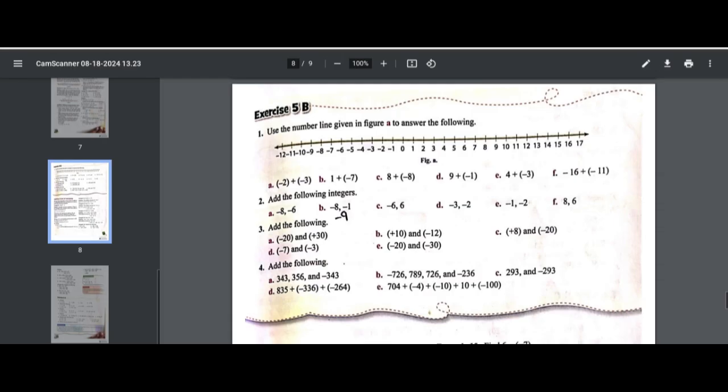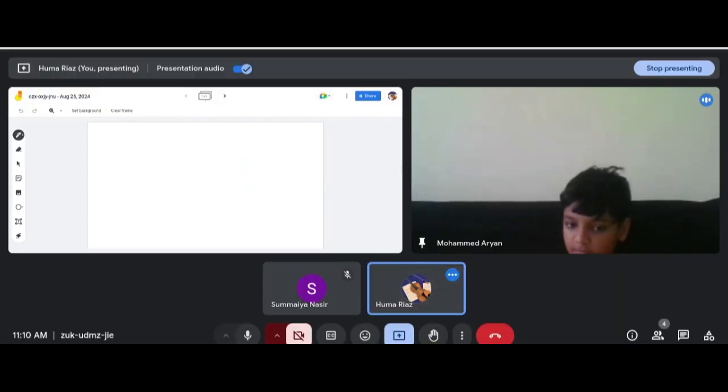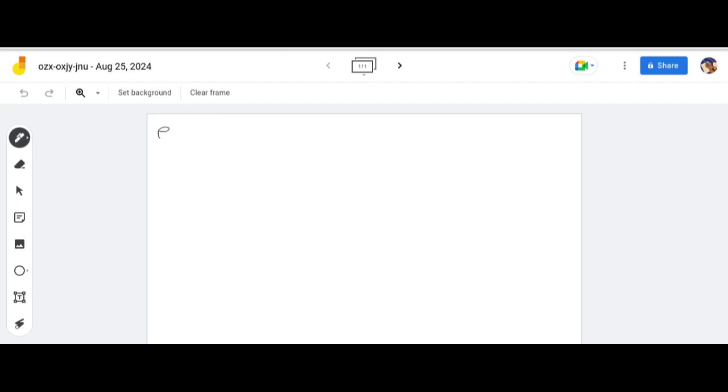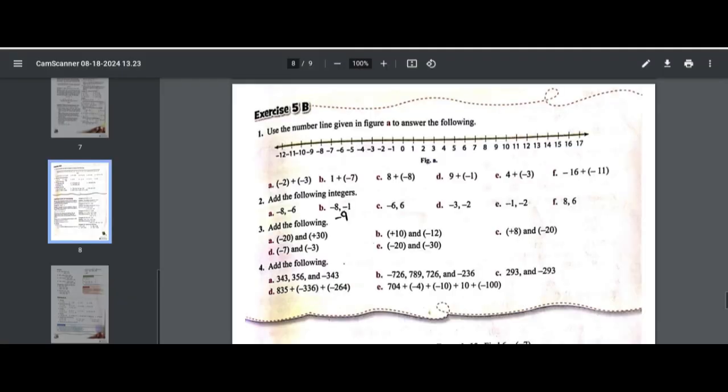Now today you have to start on the empty space. We have to do question number 4. Add the following. So here don't get confused if the numbers are 3, 4, 5 or more than 5. You simply have to add all of them. I will do the first question. Exercise 5b, question number 4.